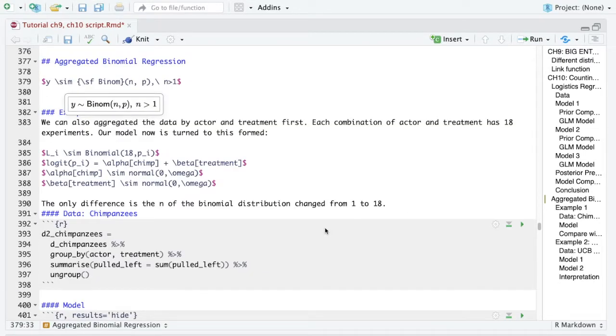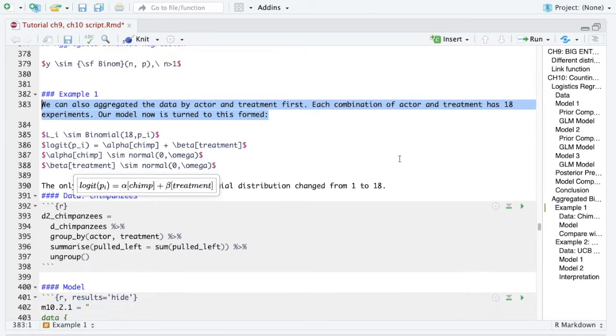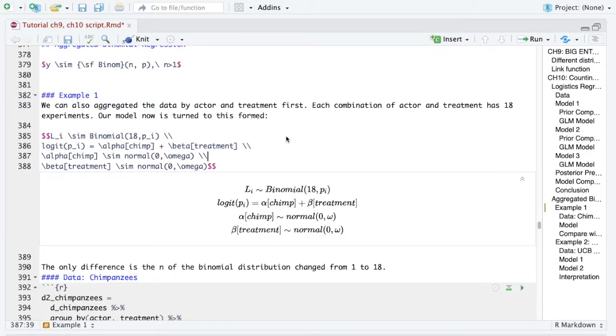In some situations, the aggregated binomial regression model is interchangeable with the logistic regression model. So for example, with the chimpanzee data we used, if we aggregate the data by actor and treatment first, each combination of actor and treatment will have 18 experiments, and then our model now will be an aggregated binomial distribution. So in this kind of situation, the output value y will be how many times the chimpanzee pulled left during the 18 experiments. But the parameter we are going to estimate is still the probability p.